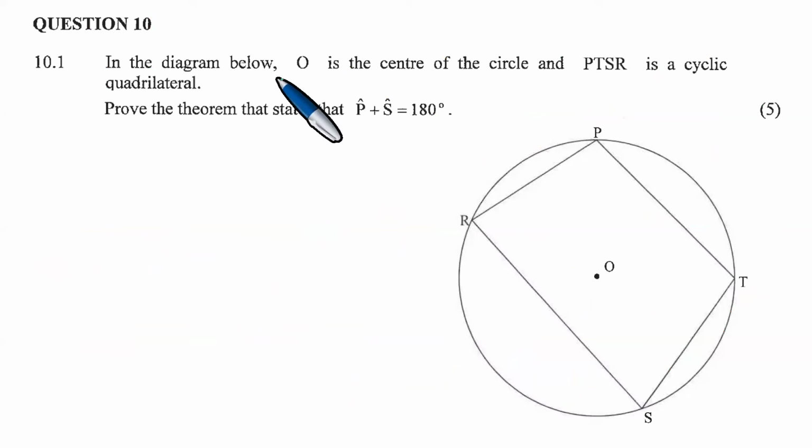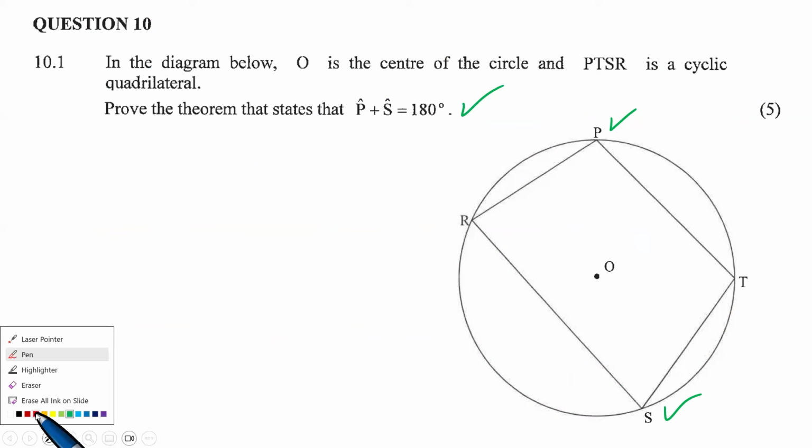Okay, in the diagram below, O is the center of the circle. Here is O. It is the center of the circle. PTSR is a cyclic quadrilateral. Prove the theorem that states that angle P plus angle S, here is angle P, and here is angle S, equals 180 degrees. How do we prove this one here? Anyone?